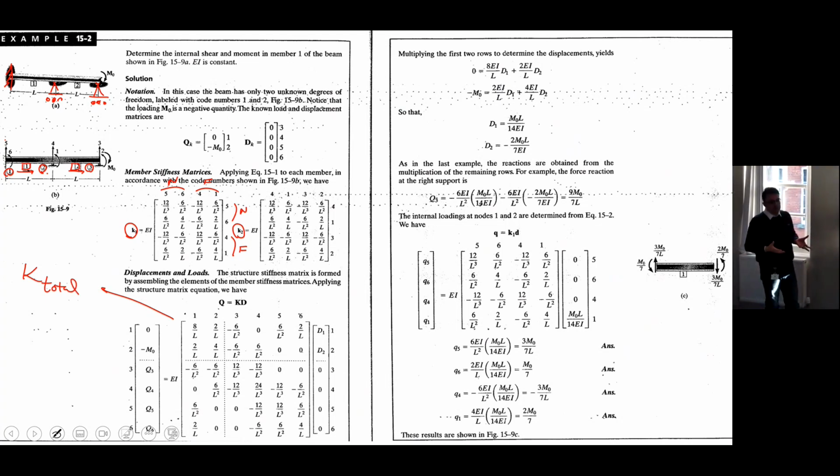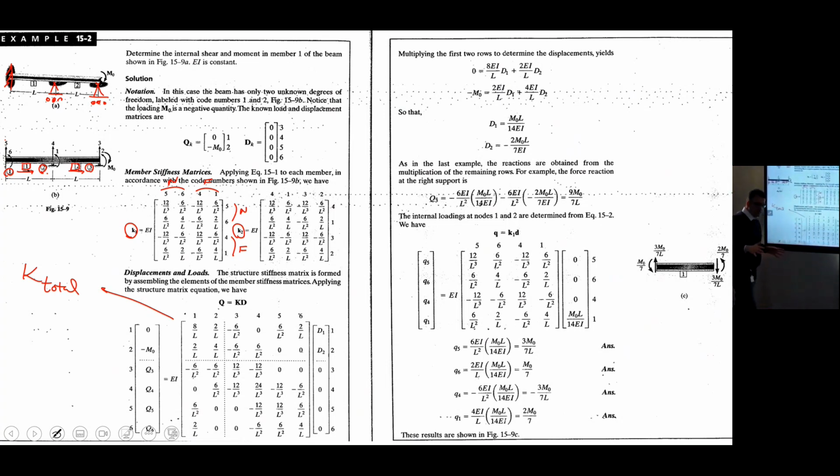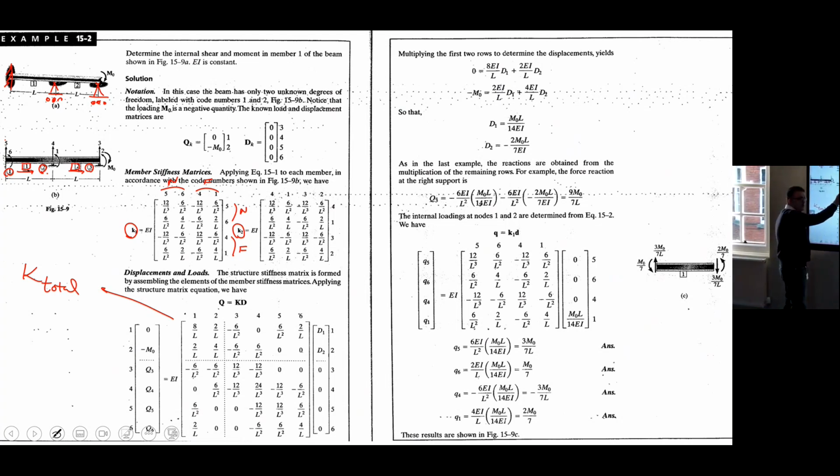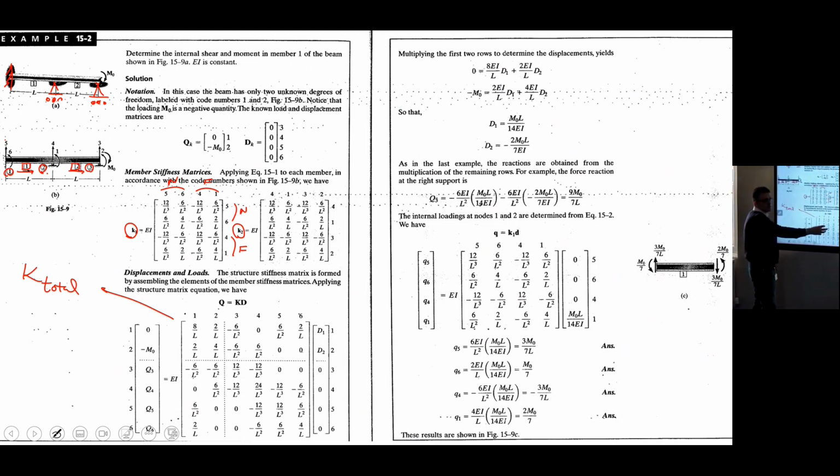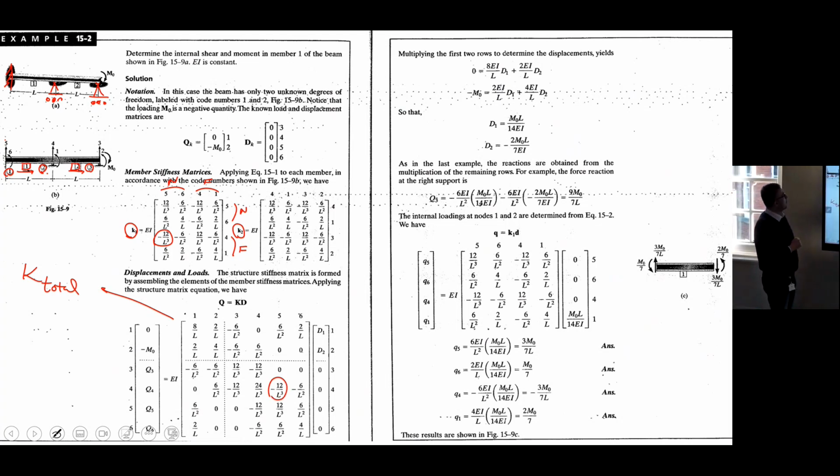How do we do that? Just write a 6x6 matrix full of 0 and start to place every individual value into the right place. For example, you tell me which one we can take a look at. This one, minus 12 over L cubed. It belongs to column 5, row 4. Row 4, column 5, it's here. Isn't it?